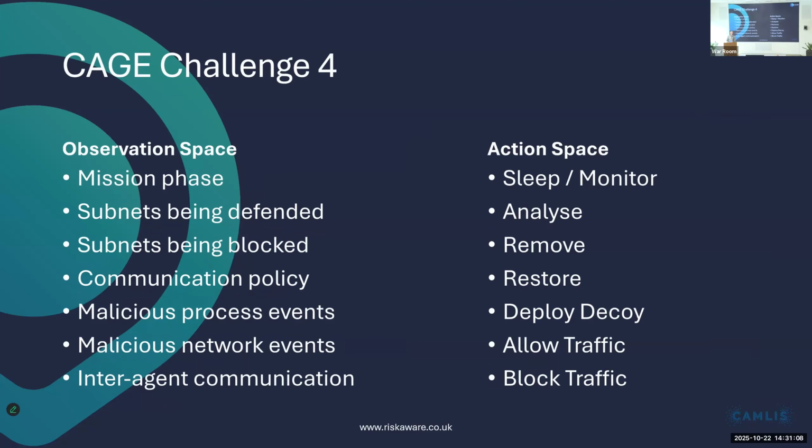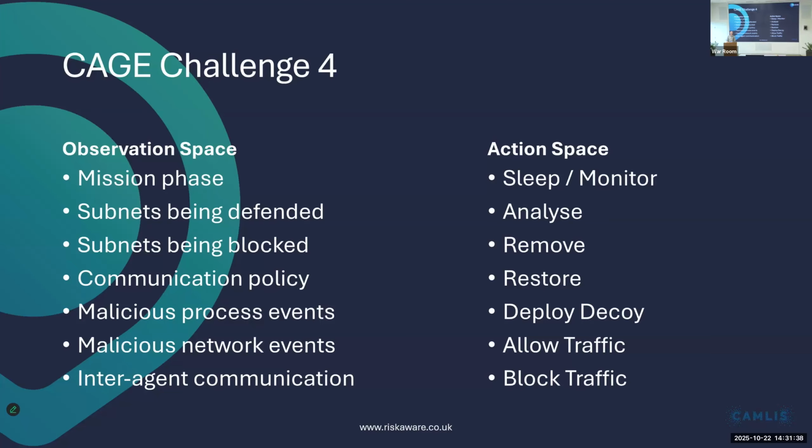So here we can see some of the information that's in the observation and action space in that environment in Cage Challenge 4. The observation space includes details about the mission phase, the subnets that are being defended, the inter-subnet communication. It's got those malicious process and network events from the IDS. And if you're developing a multi-agent reinforcement learning solution, there's also an optional inter-agent communication block as well.